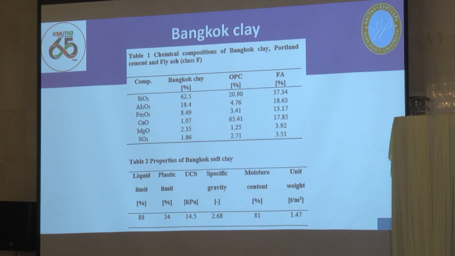Table 2, properties of Bangkok soft clay. Liquid limit 88%, plastic limit 34%, unconfined compressive strength 14.5 kilopascal, specific gravity 2.68, moisture content 81%, and unit weight 1.47 ton per cubic meter.